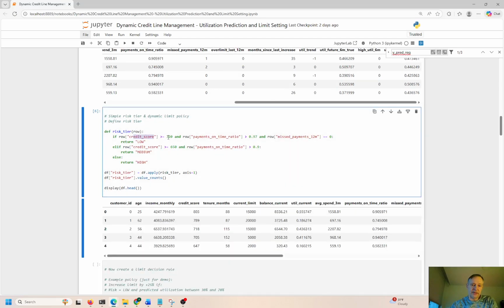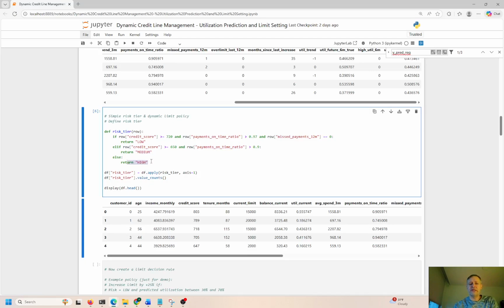If credit score is greater than 720 and payments on time is greater than 0.97 and no missed payments, then this is low risk. Okay, if credit score is greater than 650 and payments on time is greater than 0.9, then we have medium risk. Otherwise, high risk.